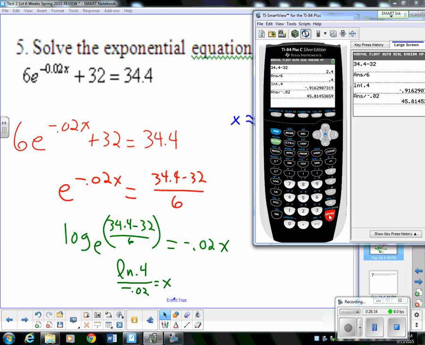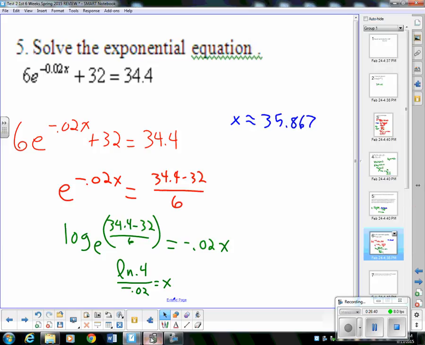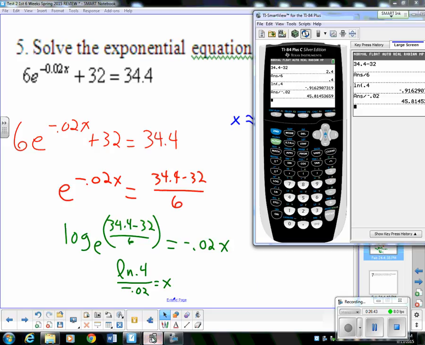is my answer, and that's, wow, something went wrong somewhere. Your teacher is bad off. I got 35.867 on the calculator, and that got me 45.8. So your teacher has gone wrong somewhere. 34.4 minus 32 divided by 6 is 0.4. So the natural log of 0.4 is that number. And then if I take the answer and divide it by negative 0.02, I get 45.8. So let's see where I went wrong.